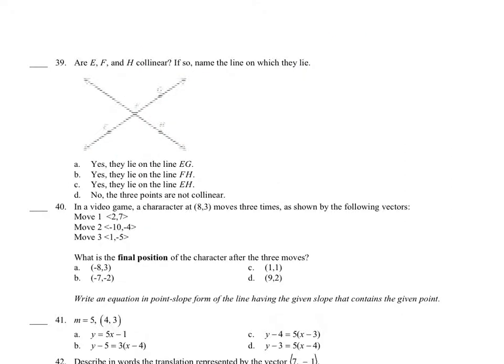Okay, are E, F, H collinear? We have these two lines. There's E, there's F, there's G, and there's H. If it's collinear, I should be able to draw a straight line through all 3 points. Well, E is here, F is here, and H is here. Those are not collinear. Okay.